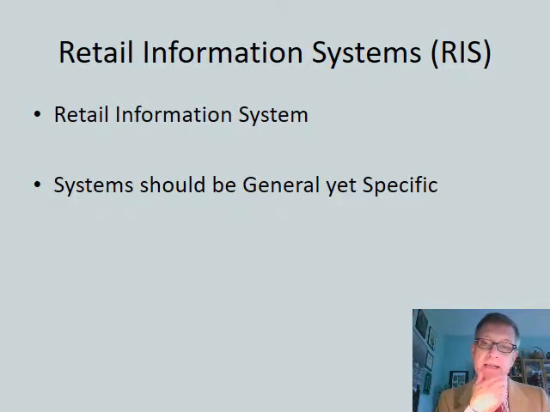Let's talk about some abbreviations. There's a lot of three-letter acronyms, four-letter acronyms in this chapter. So the first one here is RIS, which is Retail Information Systems. It's the overall backbone, electronic backbone that we're talking about when it comes to computers and operations that we're going to be using them for to be able to run our business. One of the points that the book makes is that you want to have it general enough that it's usable in a lot of different areas, but specific enough that it's going to be able to answer the questions that we need to answer.